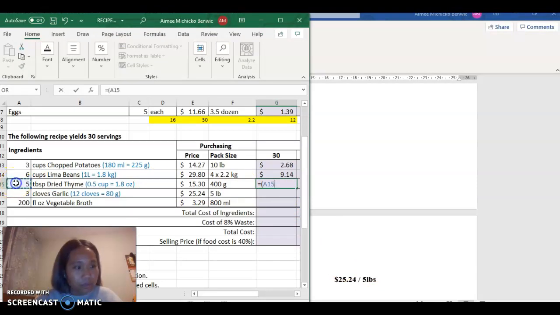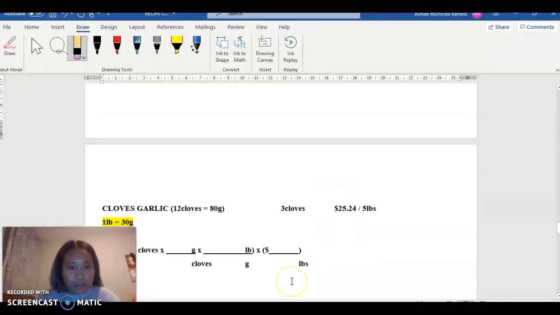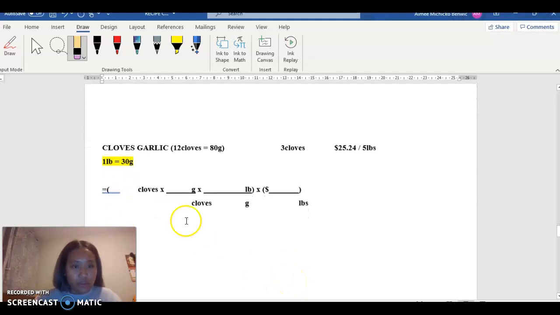So 5 tablespoons divided by 16, multiplied by 1.8, divided by 0.5 cups, multiplied by 30 grams, close bracket, multiplied by the price of $15.30 divided by 400 grams. That gives us $1.29. So for our next ingredient, we have clove garlic.